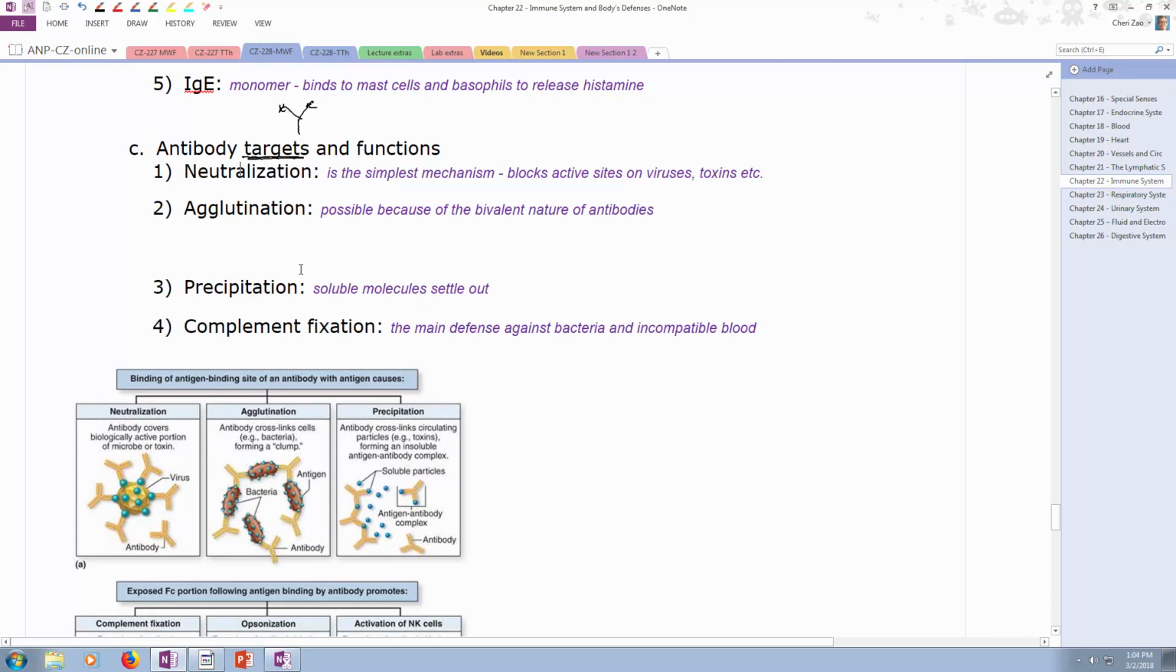Neutralization isn't a targeting thing. Neutralization is our simplest mechanism. It is where the active sites will attach to the toxic sites that we'll see with our toxins or the really bad sites on viruses. So if it attaches to the really nasty parts of the virus or toxin, in essence, we are blocking those active sites, and that is creating an inactivation of the really nasty nature of that pathogen. Indeed, neutralization is what happens when we inject antivenom into an individual. It will block the active sites.